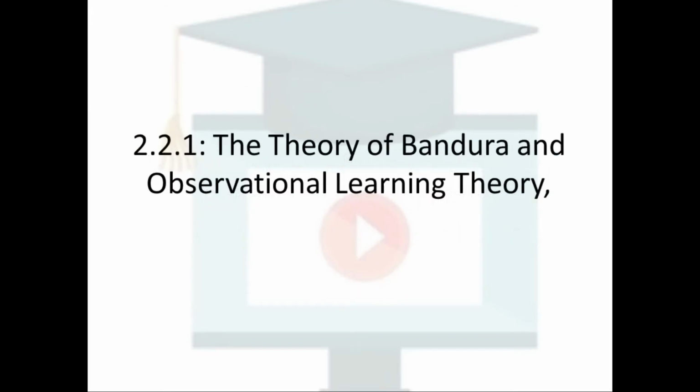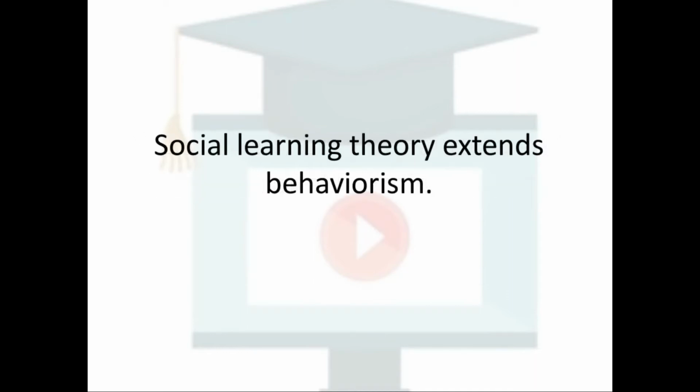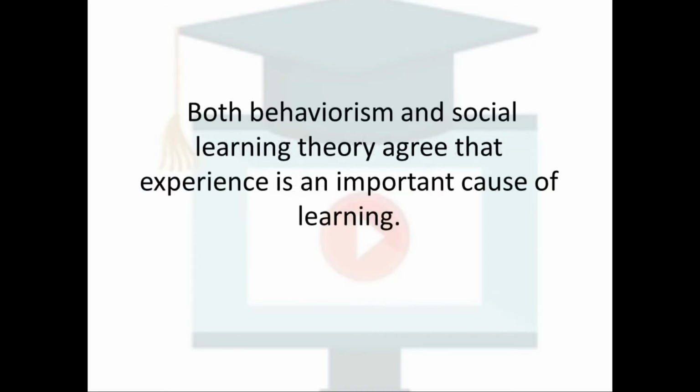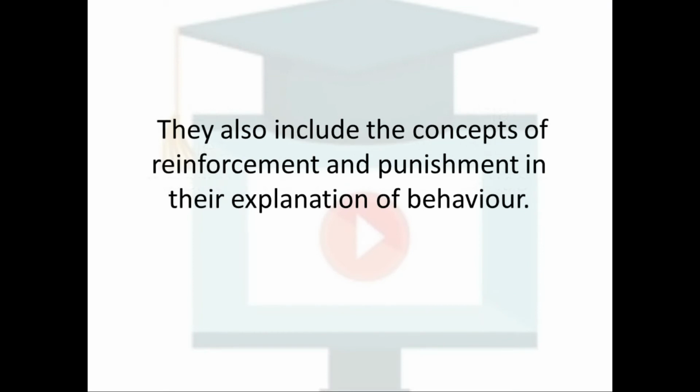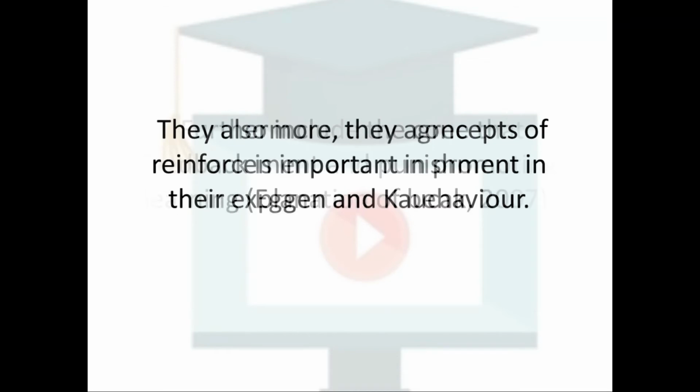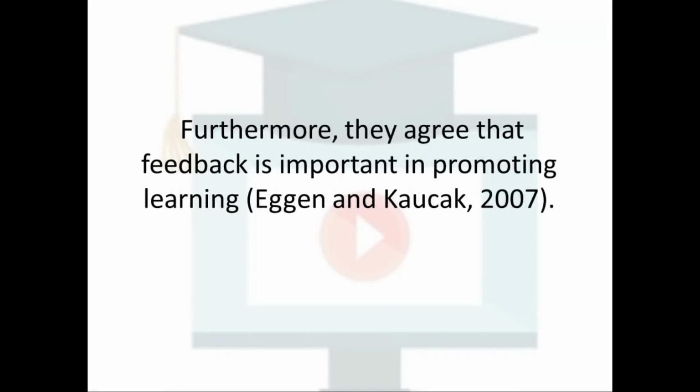2.2.1 The theory of Bandura and observational learning theory. Social learning theory extends behaviorism. Both behaviorism and social learning theory agree that experience is an important cause of learning. They also include the concepts of reinforcement and punishment in their explanation of behavior. Furthermore, they agree that feedback is important in promoting learning. Egan and Korkak, 2007.